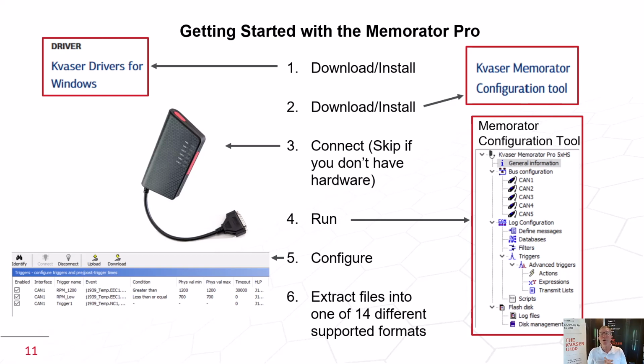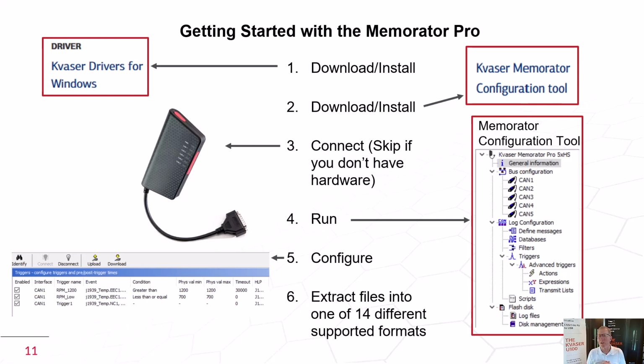Getting started with the Memorator Pro. This is a Memorator Pro 5-channel that's shown here, and this is just a quick slide I put together to outline the procedure you'd go through to get this working as a data logger. You'd load Kvaser drivers for Windows first, downloaded and installed from the Kvaser downloads area. Of course, free software. All software from Kvaser is free. You download and install the Memorator configuration tools. If you have hardware, you can hook it up. If you don't, you can do configurations and play with the software before getting hardware to hook up.